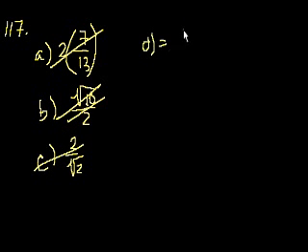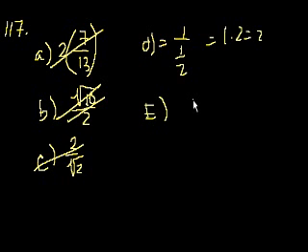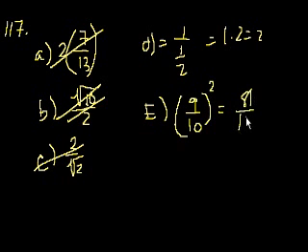Choice D says 1 divided by 1 half. Well, that's equal to 1 times 2, which is equal to 2. So I can already tell you the choice is going to be E. Well, let's look at it. They have 9 tenths squared. Well, that's 81 over 100, which sure enough is definitely less than 1. So the choice is E.